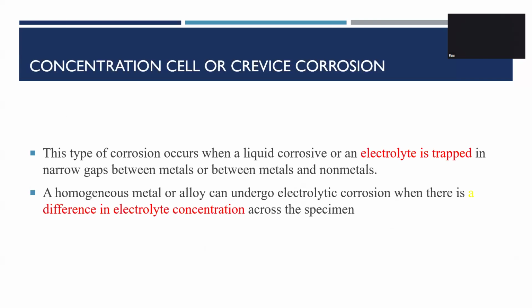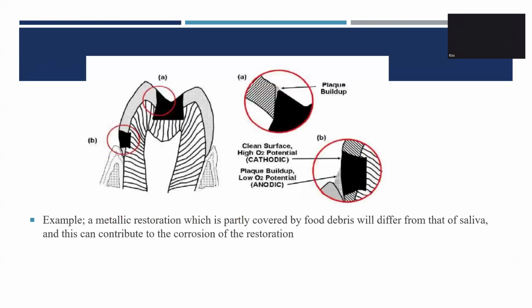Concentration cell or crevice corrosion. This type of corrosion occurs when a liquid corrosive or an electrolyte is trapped in a narrow gap between metals or between metals and non-metals. A homogeneous metal or alloy can undergo electrolytic corrosion when there is a difference in electrolyte concentration across the specimen. An example is a metallic restoration partly covered by food debris, which will differ from that of saliva, and this can contribute to the corrosion of the restoration.